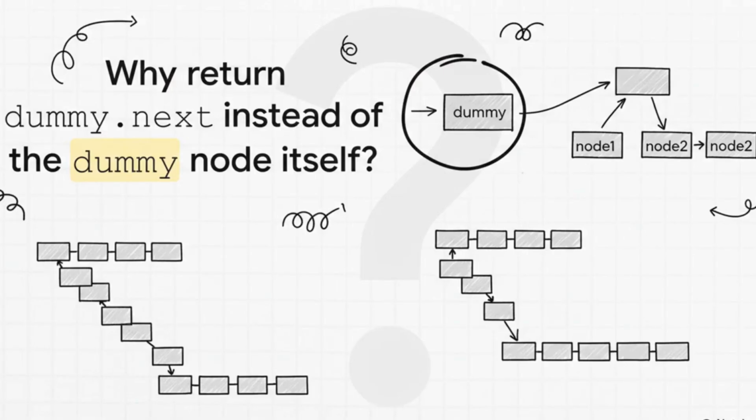Okay, quick gut check for you. If we're using this dummy node to start our list, why does our function return dummy.next at the very end, instead of just dummy? It's because the dummy node itself is just a placeholder. It's not actually part of our data. The real head of our newly merged list is the very next node we attach to it.